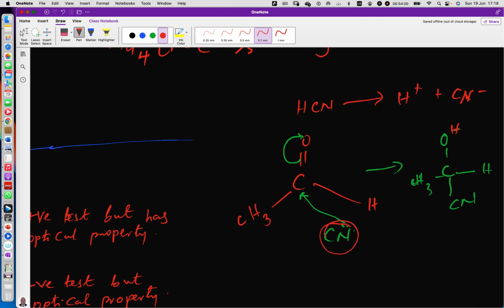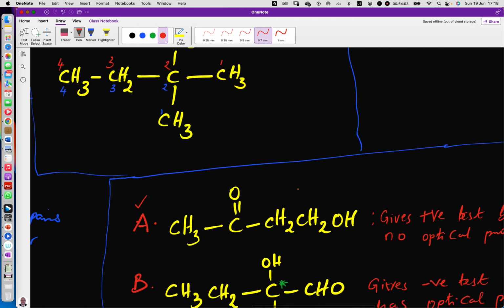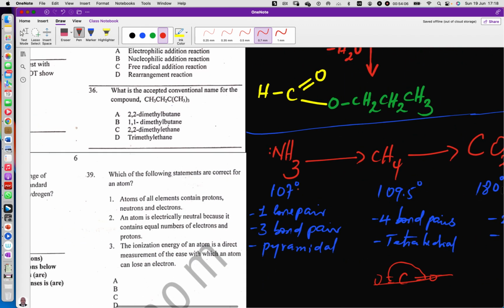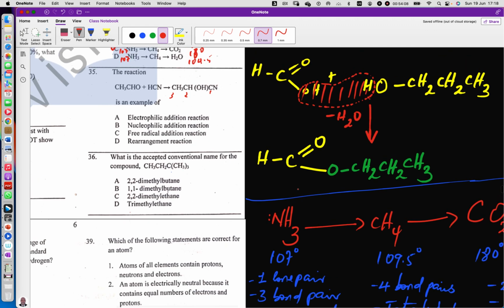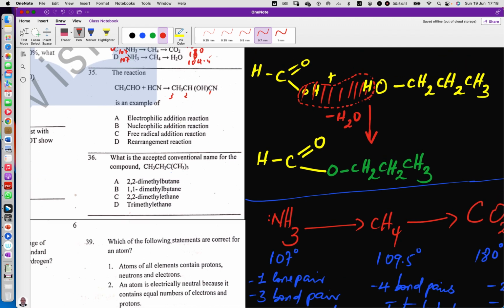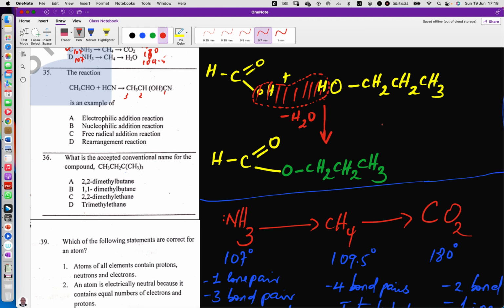Let's go back to our question now and see what is the answer that matches. This reaction is an example of nucleophilic electrophilic substitution? No. Nucleophilic addition, excellent. I don't need to go ahead again. 35 is B. Free radical? No, it is nucleophilic addition. I've just shown you the mechanism there. So our answer for question number 35 is B.